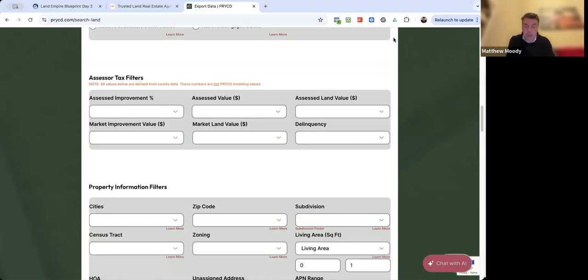testing this next year, is tax delinquency. And you've got this thing here, delinquency, and you can choose is delinquent. We're not going to choose anything on here. We're just going to choose no filter. So there's nothing on there. But you can literally choose people that owe back taxes on their properties. And again, they may be more open to selling their property.